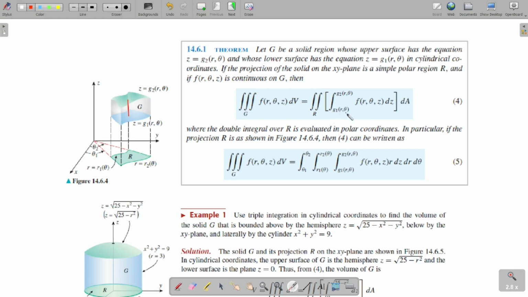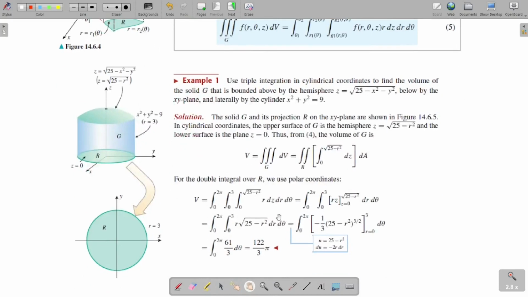Now how can we find the limits of r and theta? We are taking the projection of this solid in the xy plane, and now in the xy plane we consider the limits of r and theta just like in the polar coordinate system. And here you know r varies from r1 of theta to r2 of theta, and theta varies from theta 1 to theta 2. And also you know double integral over R of dA is actually replaced by integral over theta, integral over r, r dr d theta. So this integral is evaluated this way. Triple integral over G, f of r, theta, z dV equals integral over theta, integral over r, and integral from g1 to g2, f of r, theta, z r dz dr d theta.